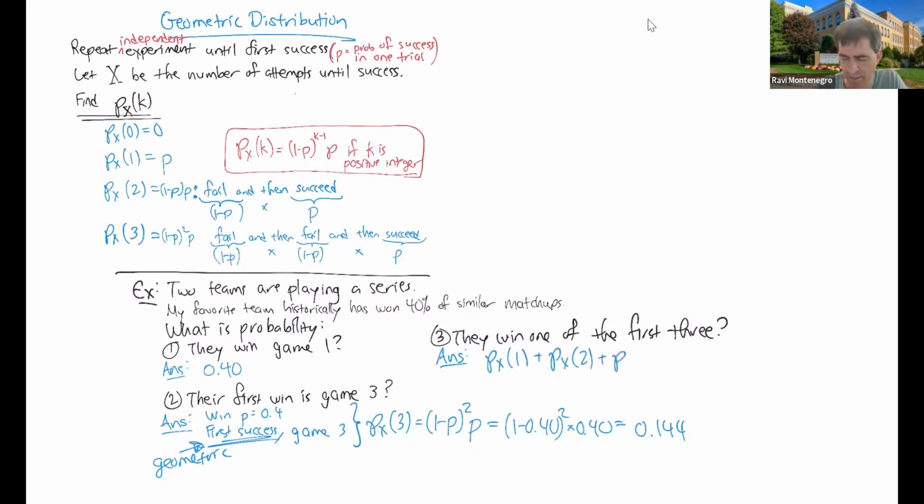We haven't done px of 2, but we've done 1 and 3, so it's easy enough to fill in the missing value. So this is 0.40. This would be they lose and then they win. And then this one we just found. 0.4 plus the next term plus 0.144, and that's 78.4.